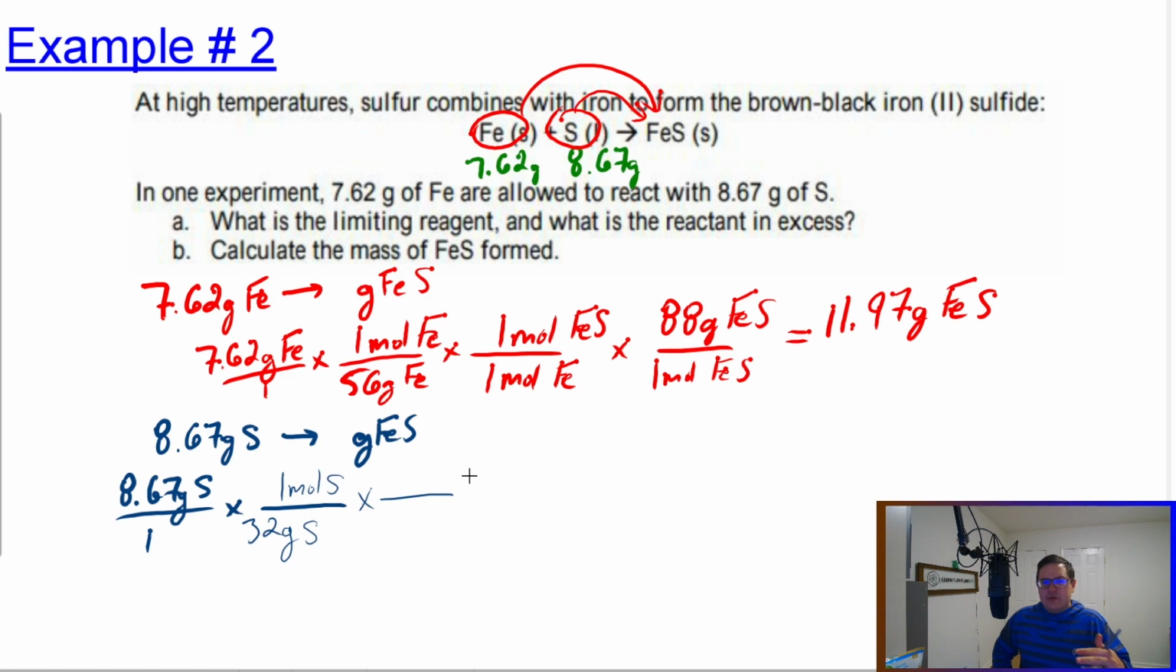Let me know. What works better? Do you like the thicker lines in the video or the thin lines? I don't know. Which ones look better in the video? Which one's easier to see?